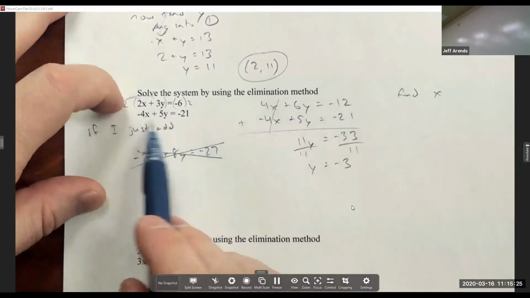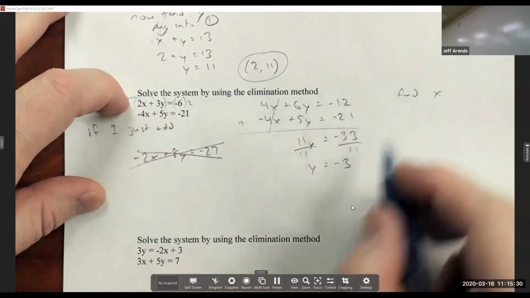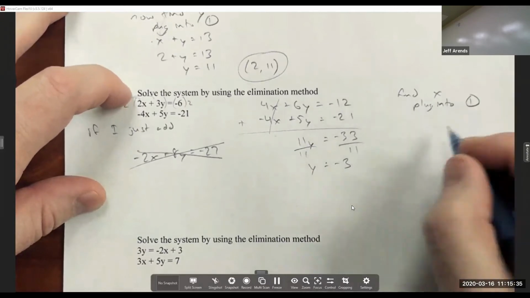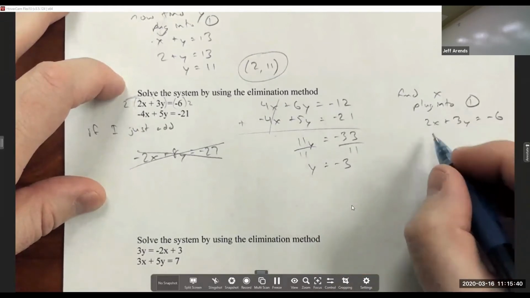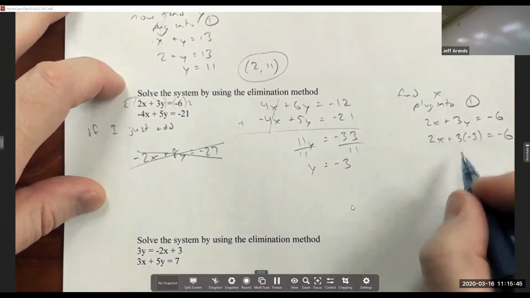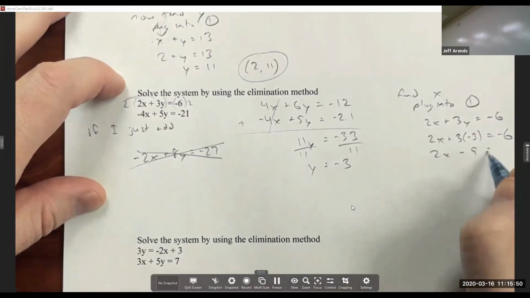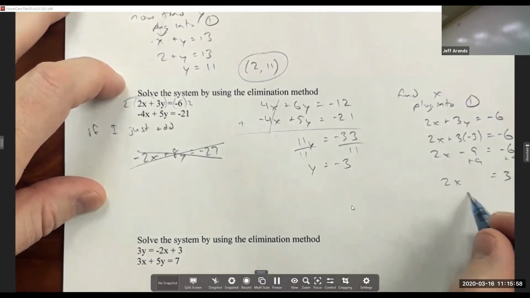I'm not seeing a particularly motivating reason to plug into either of these equations, but the first equation has smaller numbers, so I'm going to plug into that one. We get 2x plus 3y equals negative 6. I'm plugging in y equals negative 3. So 2x plus 3 times negative 3 equals negative 6. And that's 2x minus 9 equals negative 6. I add 9 to both sides. I get 2x equals 3. And thus x equals 3/2.